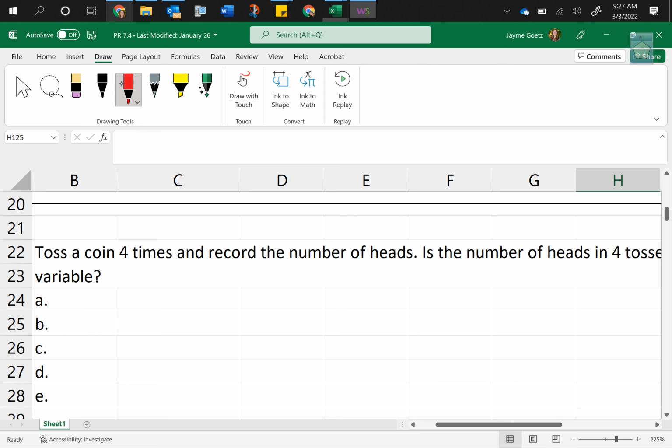Rule number 4, the trials are independent. What do we think? Does the first coin toss affect the second coin toss? No. Are they independent from one another? Yes, so they are independent. We're good with that.